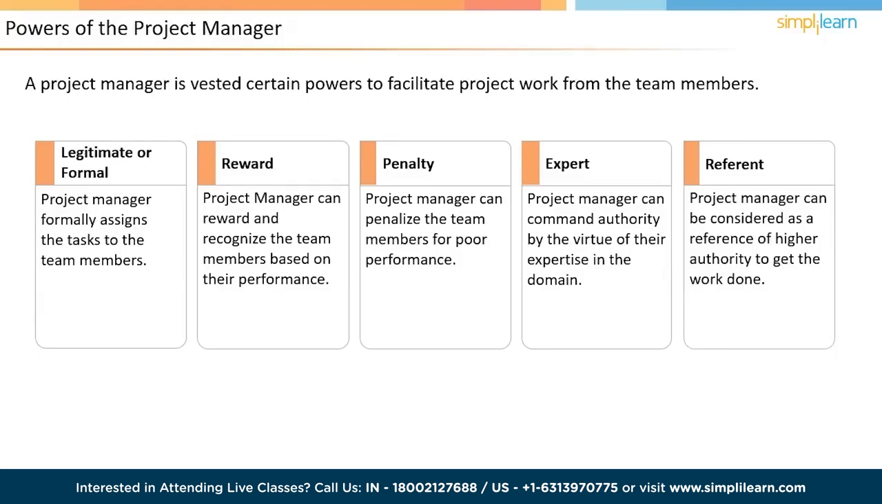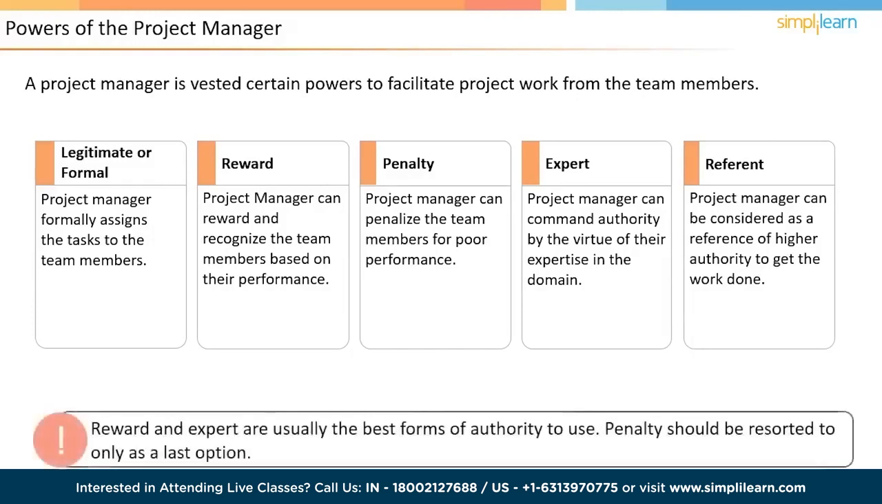Legitimate, reward, and penalty are the powers derived from the project manager's position in the company. Expert power exists when the project manager is an expert on the subject matter. Reward and expert are usually the best forms of authority to use. Penalty is the worst way of influencing and managing the team. A project manager should resort to this only as a last option.